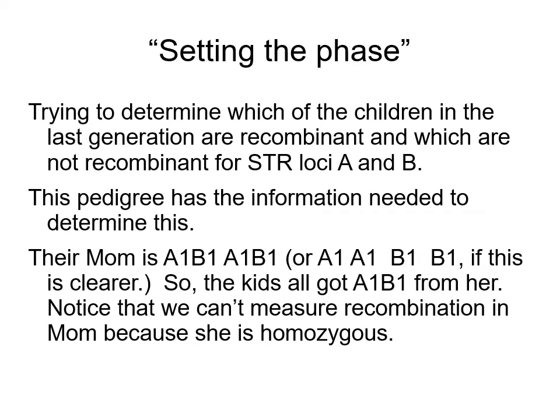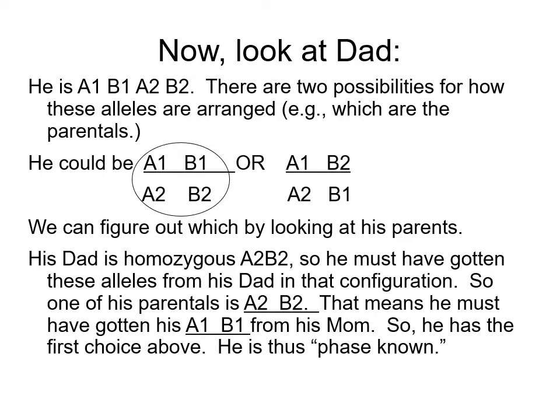Okay, so we're looking at dad, and this is just to reiterate what I just said. Looking at him, he has A2B2 from his father, A1B1 from his mother. It could have been the other way around, but the fact that we know what his parents' genotypes are means that we can say for sure that his original arrangement was A2B2 from his dad and A1B1 from his mom. So he's thus phase known, which means that any recombination can be identified as a result of the rearrangement of those alleles.